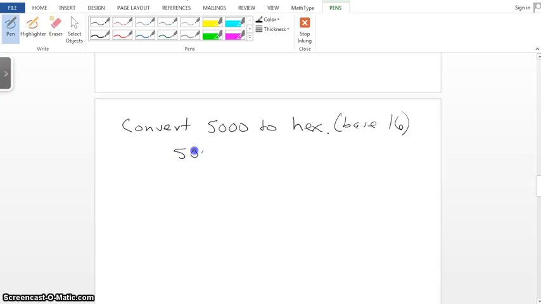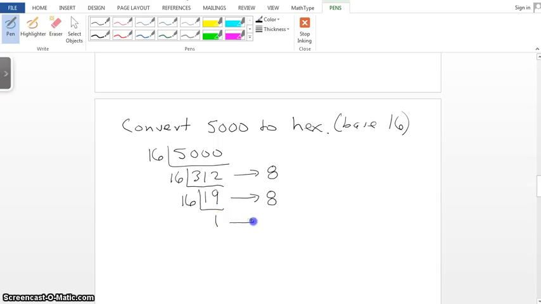Alright, let's start with the 5,000 and divide by 16. It actually goes in there 312 times, and the remainder comes out to be 8. If you take 16 times 312 and subtract that from the 5,000, you're going to get 8 left over. Alright, let's divide out again by 16. 16 goes into 312, actually 19 times, with a remainder of 8. And, looks like one more time, 16 goes into 19 once, with what left over? 3.